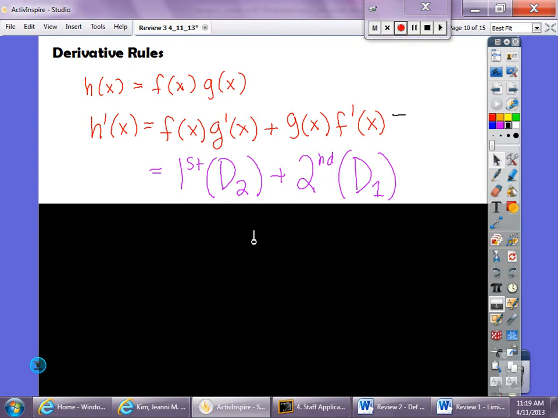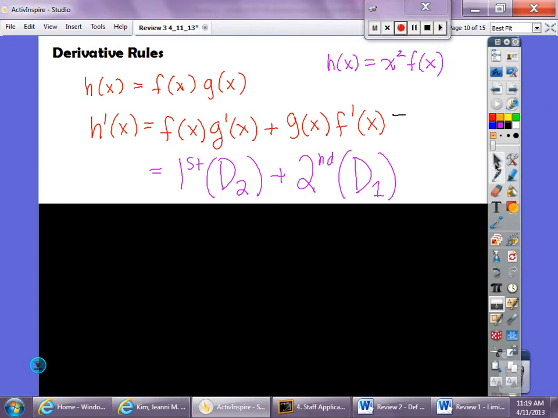If you ever see two functions being multiplied, you have to use the rule. And things that don't seem like two functions being multiplied, when you see things like h of x equals x squared f of x, I don't know why, but people don't think that's a product rule. X squared is a function, f of x is a function, okay?